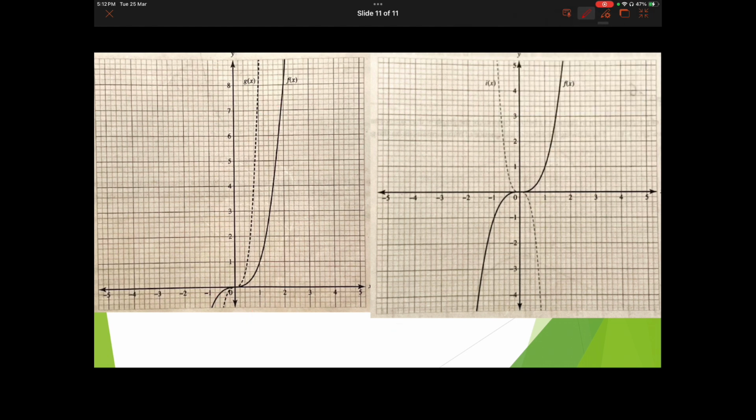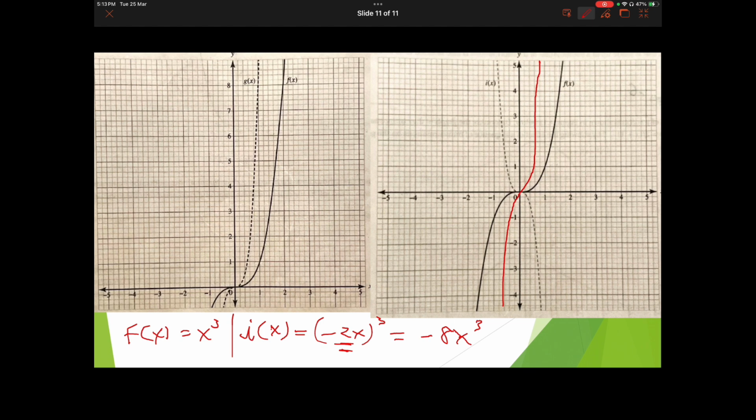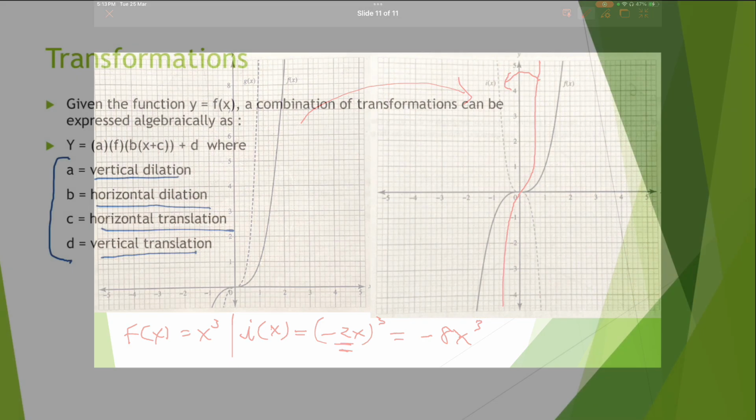In the second example, the parent function again is f of x equals x cubed, but g of x, the new function in this case, is equal to (negative 2x) to the power 3, which will be negative 8x cubed. Over here, the sign is negative. So once you bring the points closer to the y-axis, before the reflection, the graph would be something like this. It is just the same as this one, but once you're done with that, you flip it over the y-axis to get negative 8x cubed.